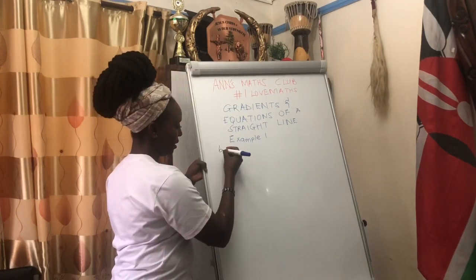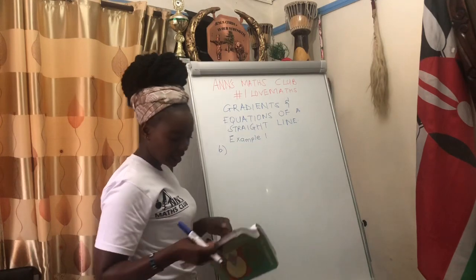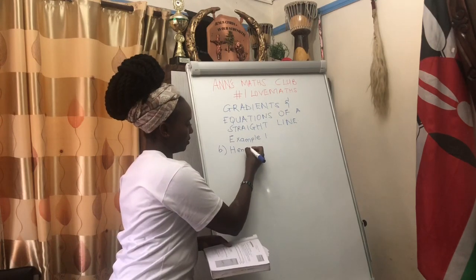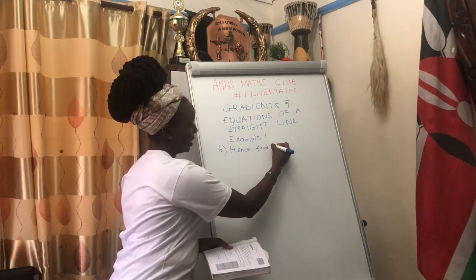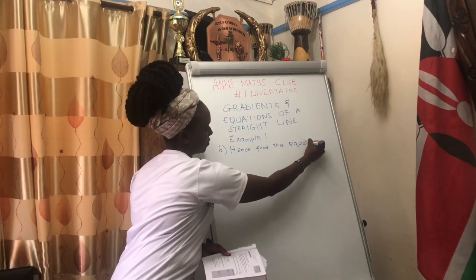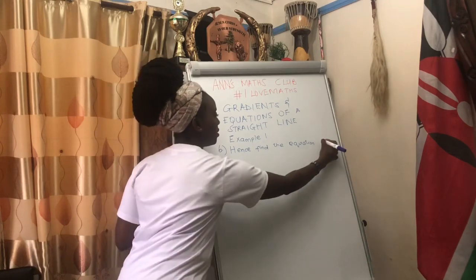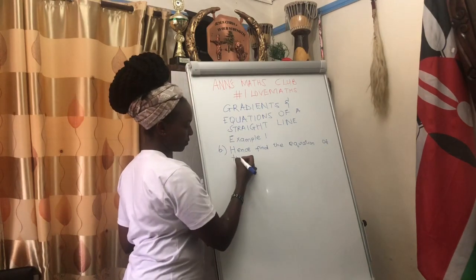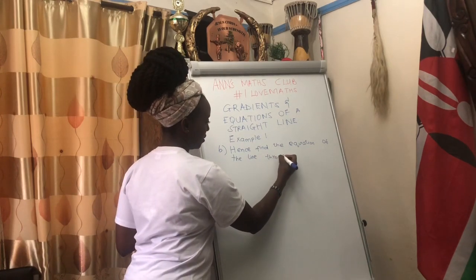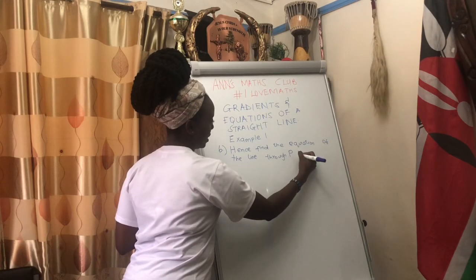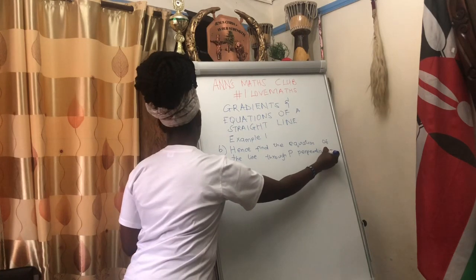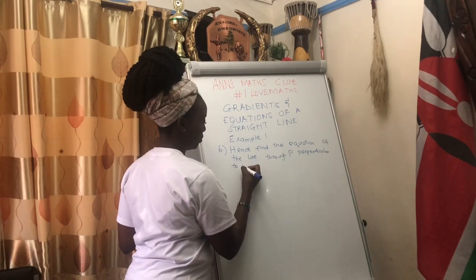So under part B, you've been told, hence, find the equation of the line through P perpendicular to line PQ.